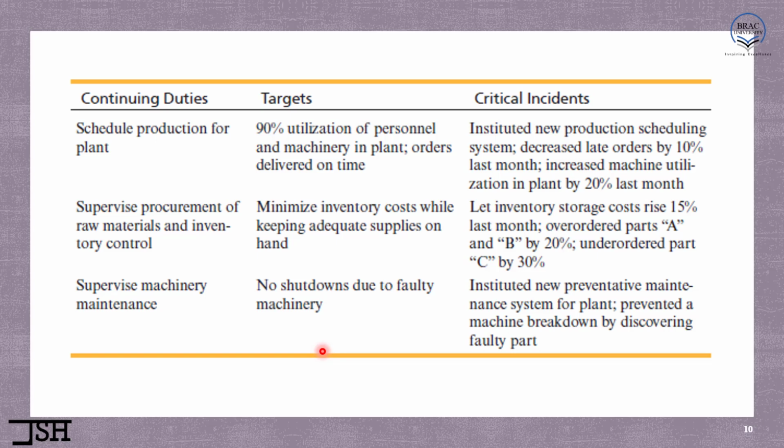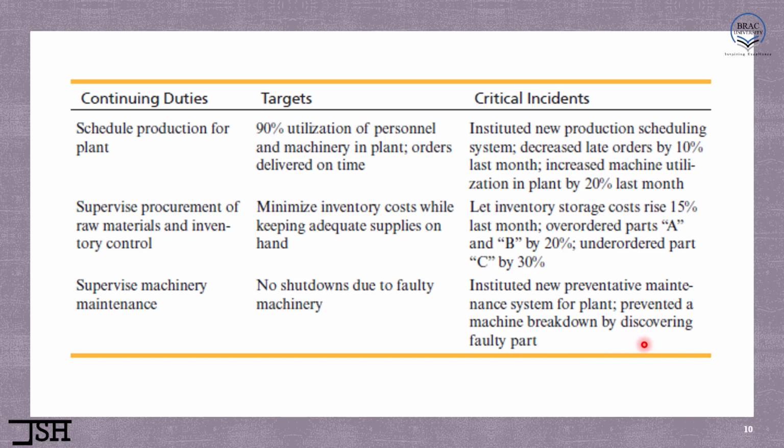at the same time, the HR manager or the line manager of this person has observed performance throughout the year and recorded this critical incident. Let's read it. Instituted new preventive maintenance system for plant and prevented a machine breakdown by discovering faulty part. Now, as you can see here, this is a really positive point, right? So while performing the regular duties, the employee has done a very important positive activity. What is that important activity? That person prevented a machine breakdown by discovering a faulty part.